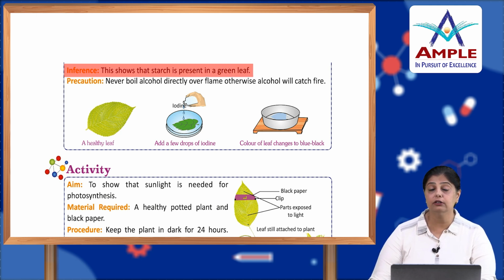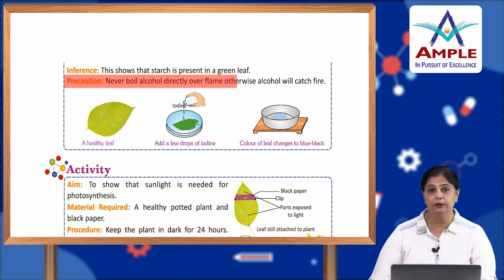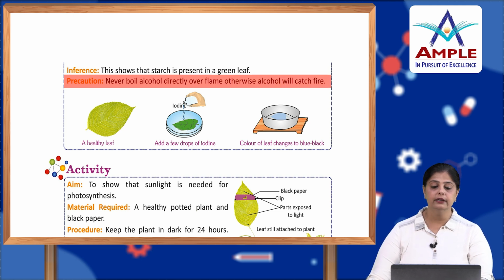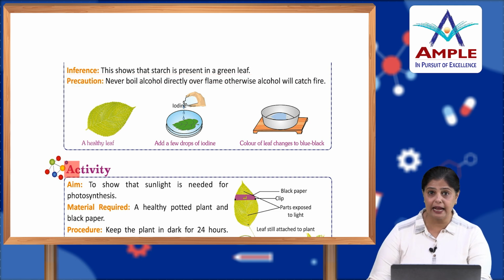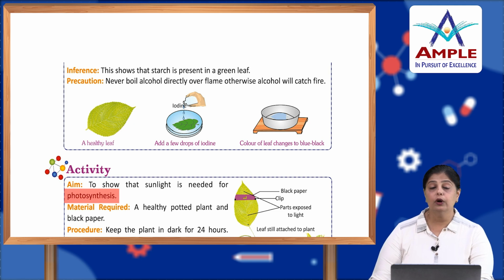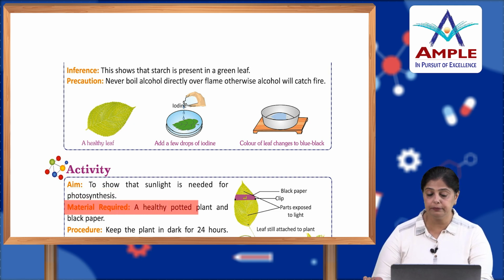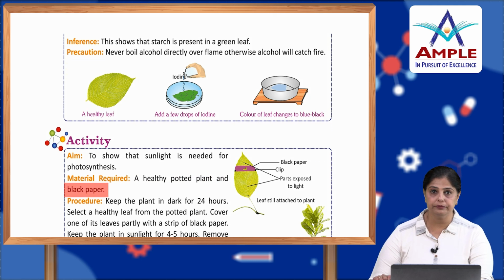Now, there are certain precautions that we need to take while we are doing this activity. Never boil alcohol directly over flame, otherwise alcohol will catch fire. Now, the next activity is to show that sunlight is needed for photosynthesis. What is the material that we need for this experiment? We need a healthy potted plant and black paper.